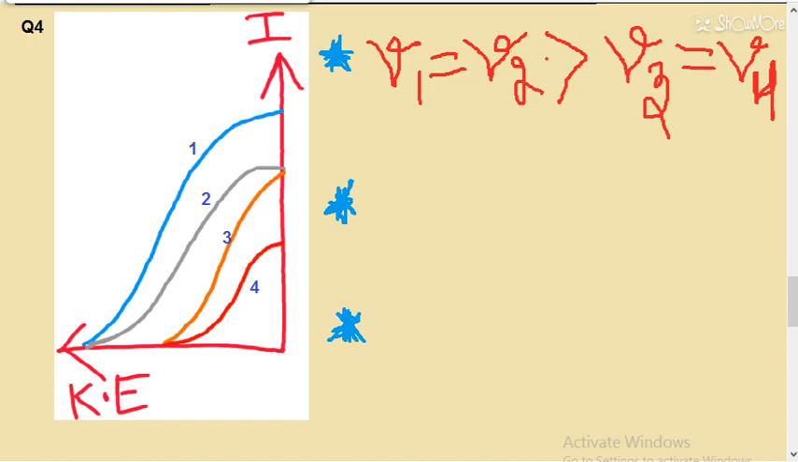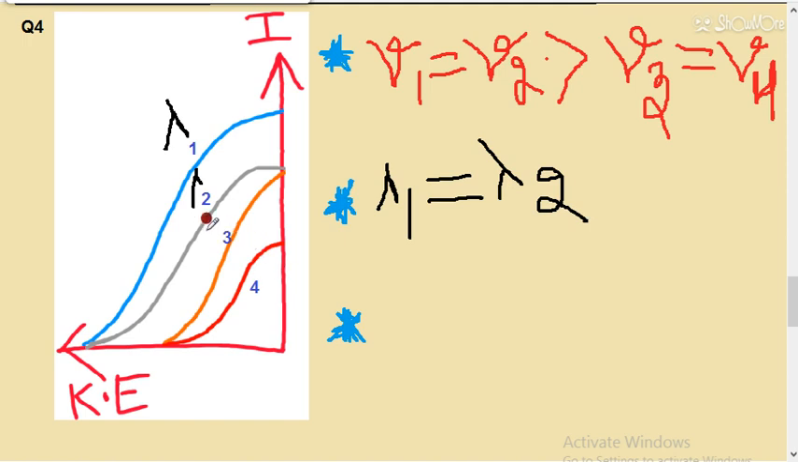Now I have to move to the frequency-wavelength relation. For the wavelength relation, lambda 1 and lambda 2 will be the same because these two have the same kinetic energy. So lambda 1 equal to lambda 2.